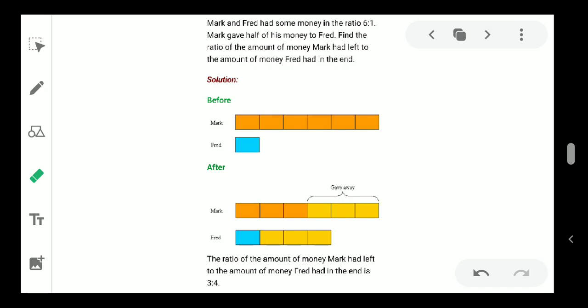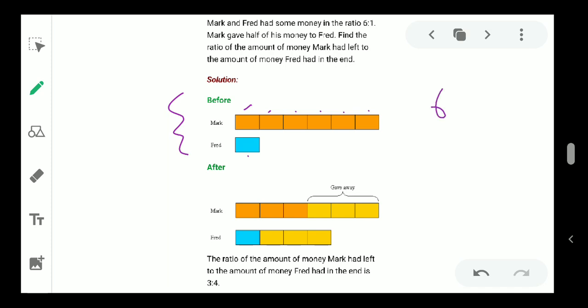And you can see the situation here. Mark has, let's say, 1, 2, 3, 4, 5, 6 shares, whereas Fred has only 1. Mark gave half of his money to Fred. Now whatever money Mark had, I don't know the actual money.